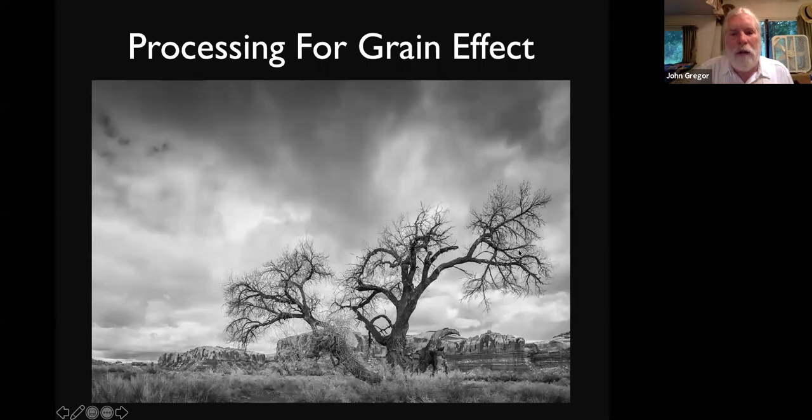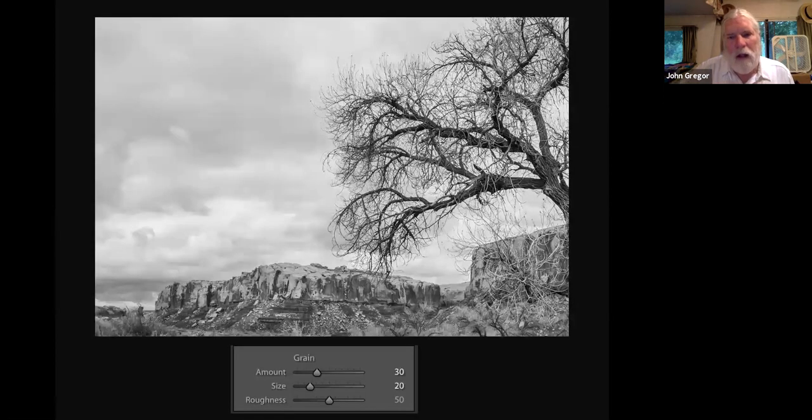And I have included some examples for you to take a look at. I've used this image as my standard, and so I'm looking at just a portion of it. And here I have set the amount to 30, the size to 20, and those two add up to 50, which is roughness, which is the default setting.